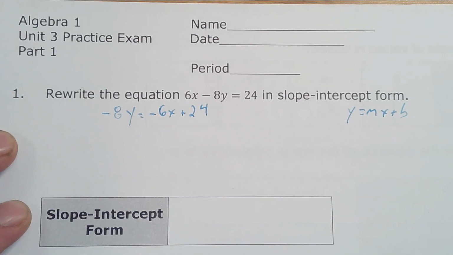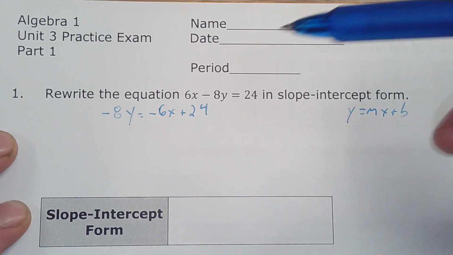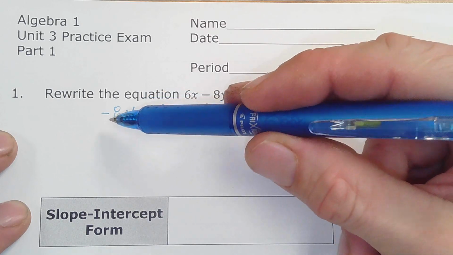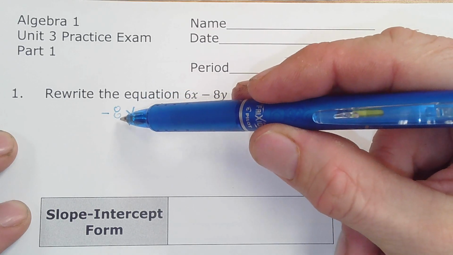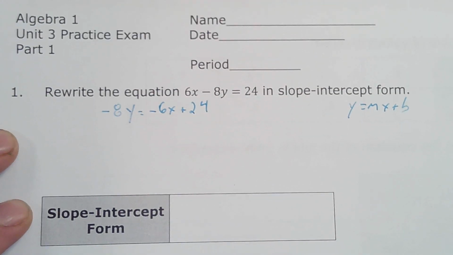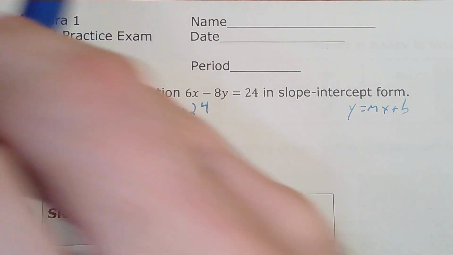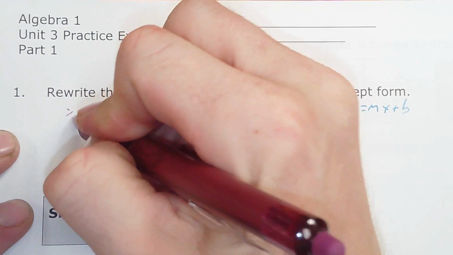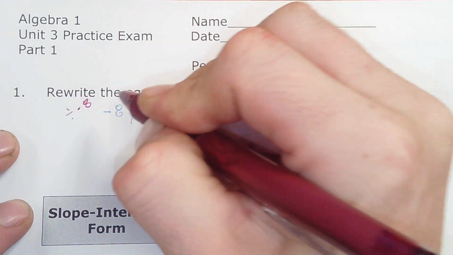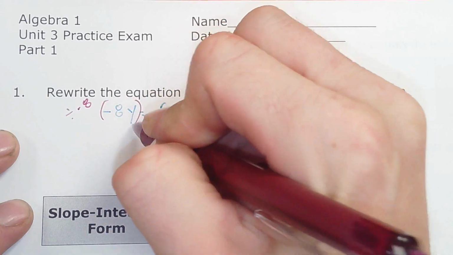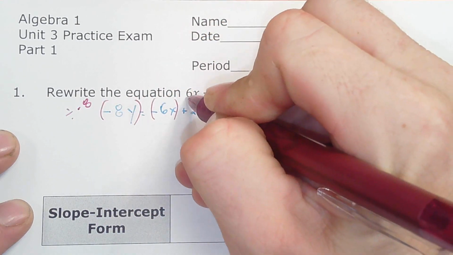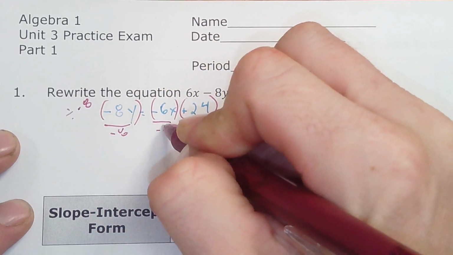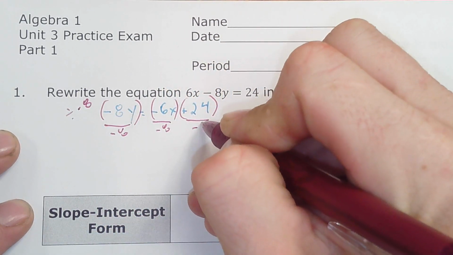But we can't have our y variable negative, and it can't be more or less than 1. So we have to divide everything by negative 8. We're going to divide this term by negative 8, this term by negative 8, and this term by negative 8.